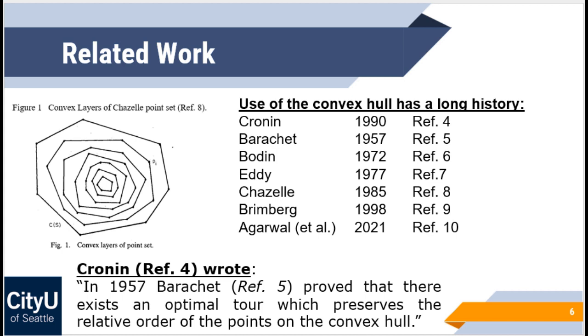Related work. Use of the convex hull has a long history, dating back to 1957. Cronin, reference 4, wrote, in 1957, Barichet, reference 5, proved that there exists an optimal tour which preserves the relative order of the points on the convex hull.